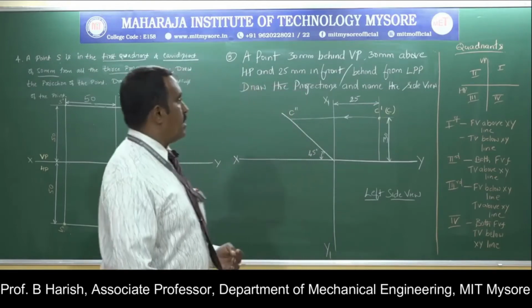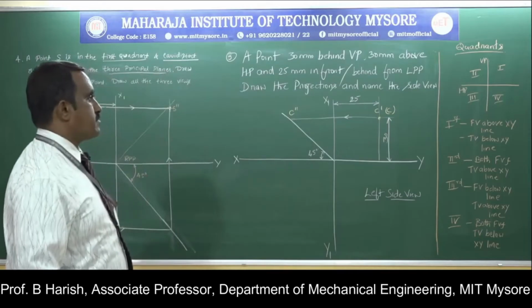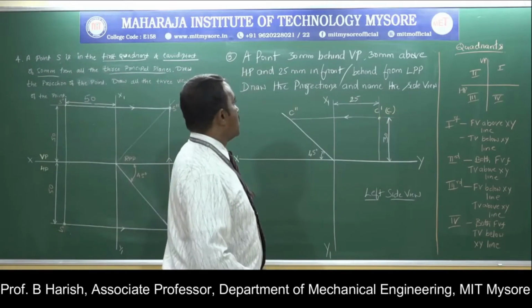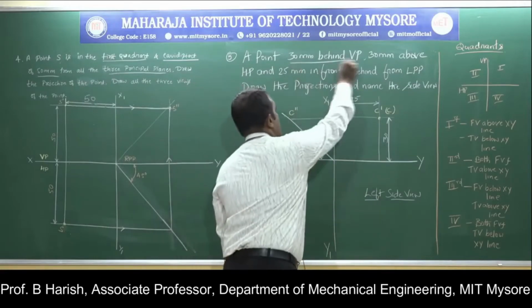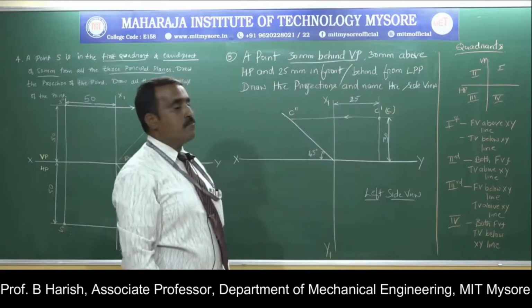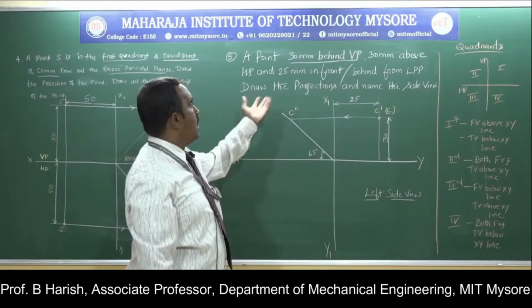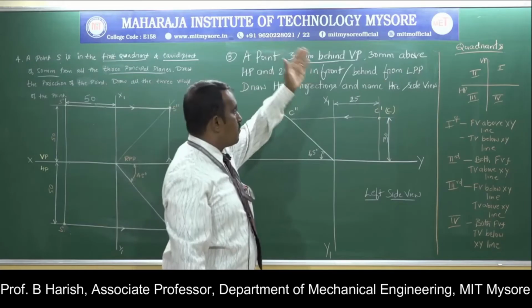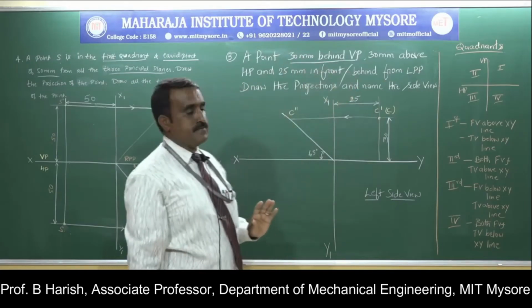Then coming to one more variety of problem. Here the problem runs like this: a point 30 mm behind VP. It is very important, given 30 mm behind VP, 30 mm above HP, and 25 mm in front of or behind the LPP.